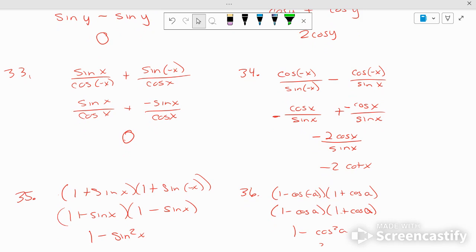34, cosine of negative x over sine of negative x is cosine of x over sine of negative x, which is negative cosine of x over sine of x. Cosine of x over sine of x is cosine of x over sine of x. There is no negative there. But if we have this minus, it's like plus a negative. So it's negative 2 cosine of x over sine of x or negative 2 cotangent of x. We good? If you stopped right there, that's fine. You do not have to go to this step. Okay?